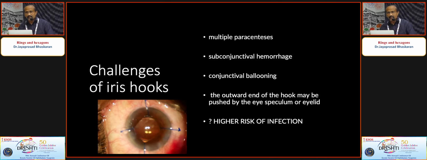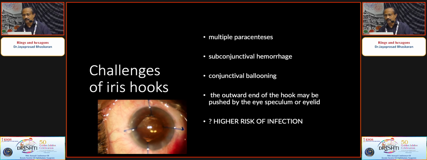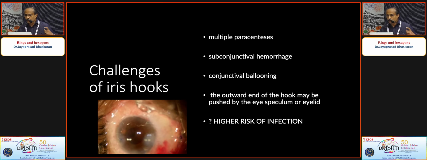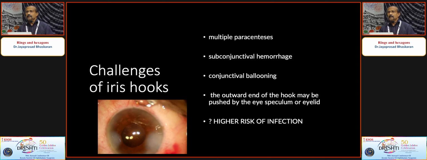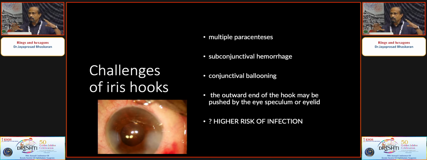And if you look at the challenges that iris hooks give you, you have to put multiple paracenteses. You can have subconjunctival hemorrhages, the eye will look red the next day. If your incisions are more limbal, then you can have subconjunctival chemosis, the fluid will well up, so visibility becomes poor. And the outer ends of the hooks can hit against the lids or the medial canthus, and the inner side can damage the pupillary margin. And the people who sell hooks say that there is a higher risk of infection with iris hooks, which I do not agree with.